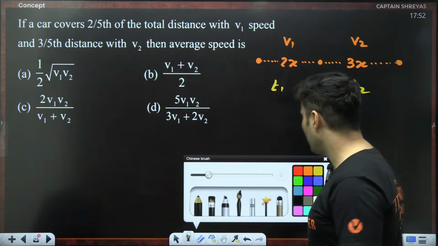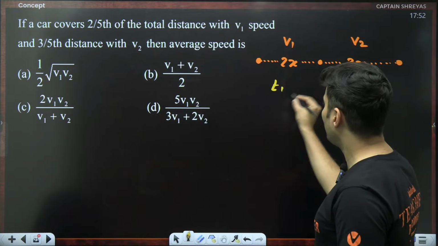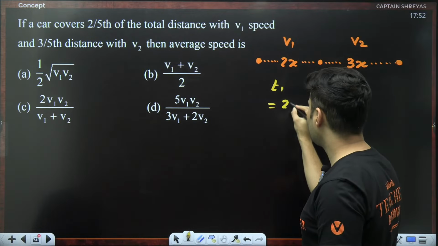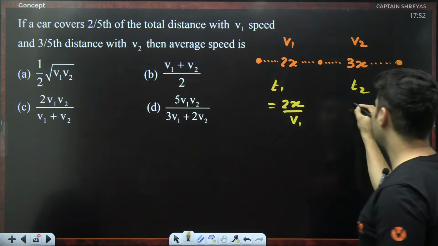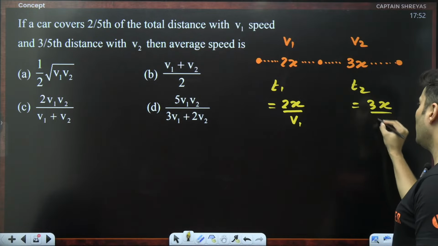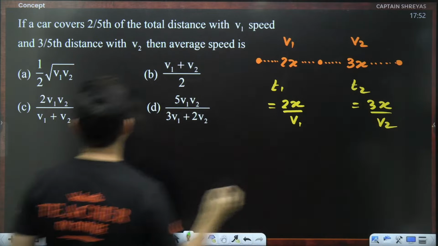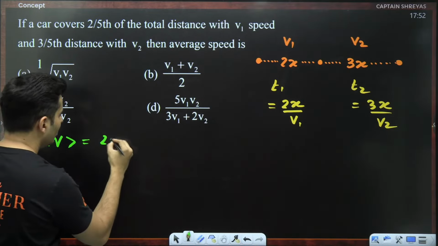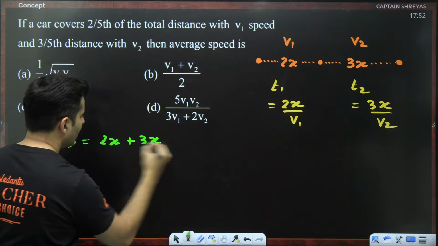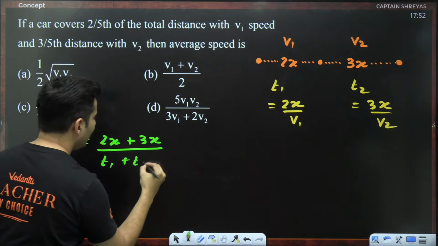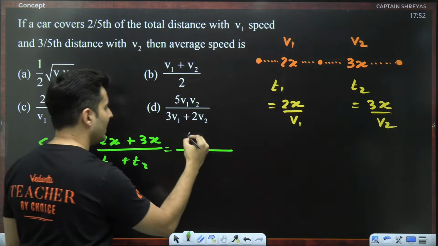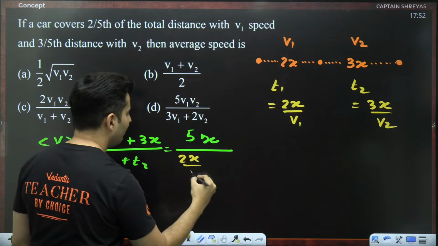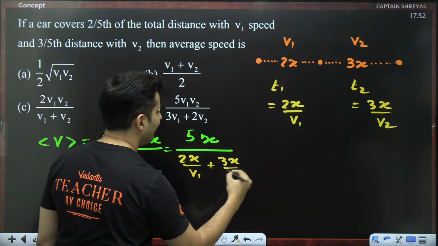Anyways, now coming back over here, what is this time? What is this time? Time is distance by speed. This time, distance is 2x divided by speed. What is this time? This distance divided by this speed. So now let's find the average speed, which is total distance, 2x plus 3x, whole thing divided by T1 plus T2. What is 2x plus 3x? It is basically 5 times x. What is T1? T1 is 2x by V1. What is T2? 3x divided by V2.